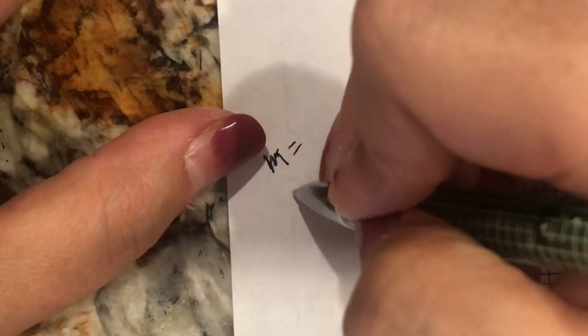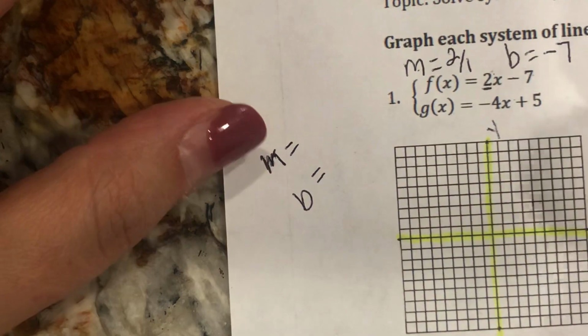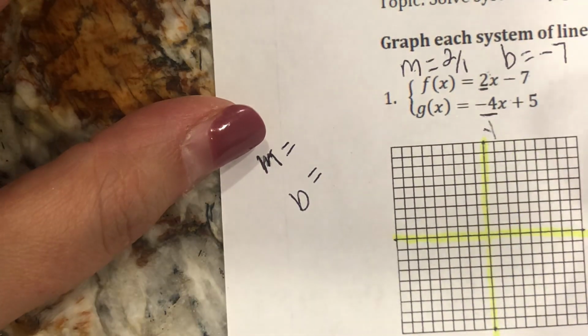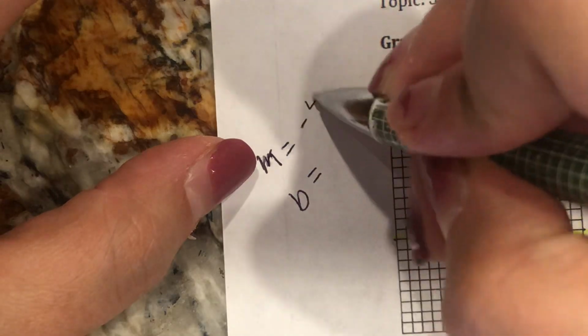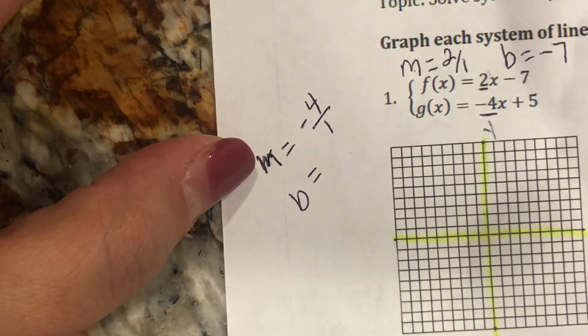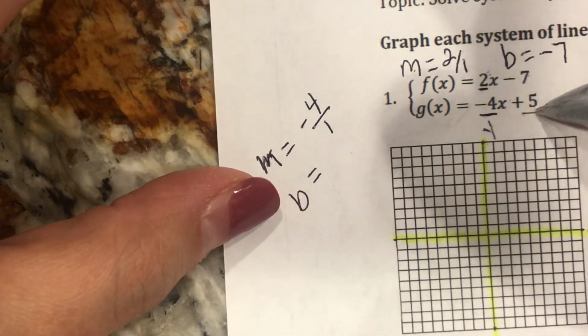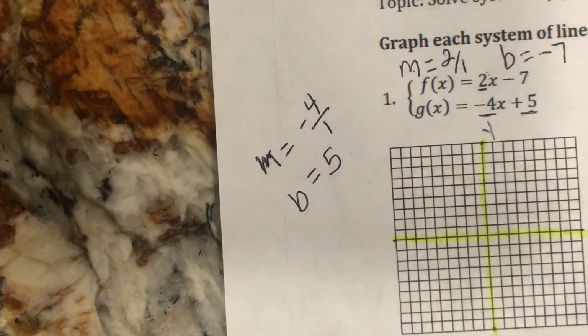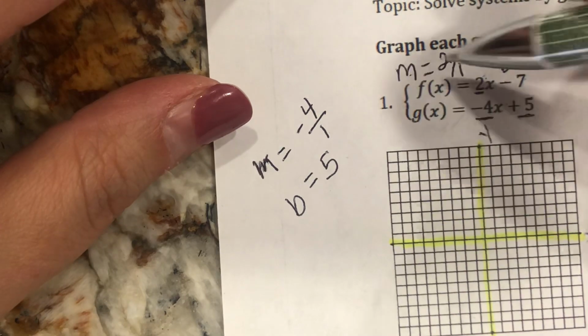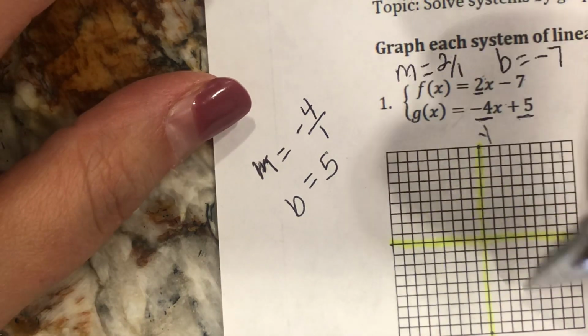So m equals, b equals, looking at the number in front, my m, or my slope, is going to be a -4/1. And then my b, or my y-intercept, is going to be a +5 this time. All right, now we have all the information that we need in order to graph.